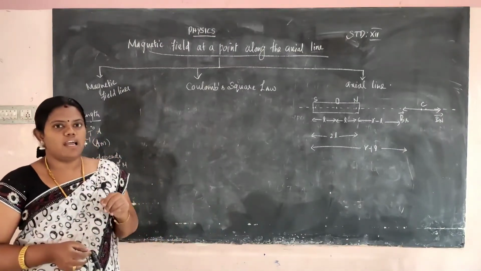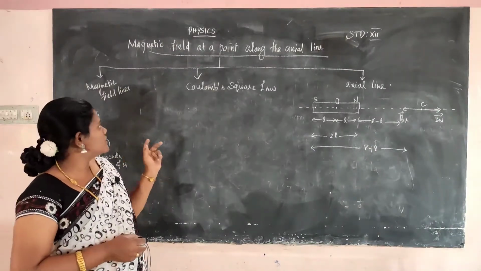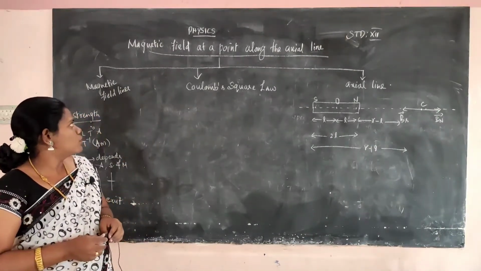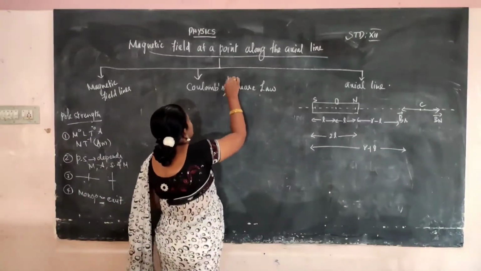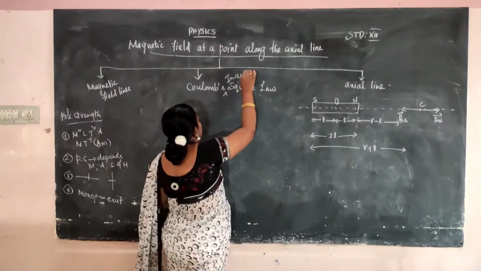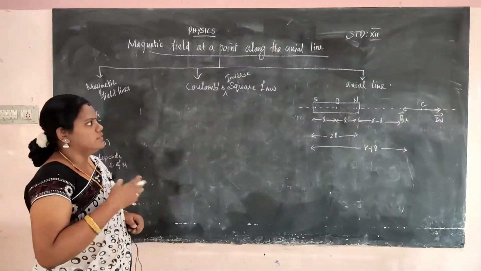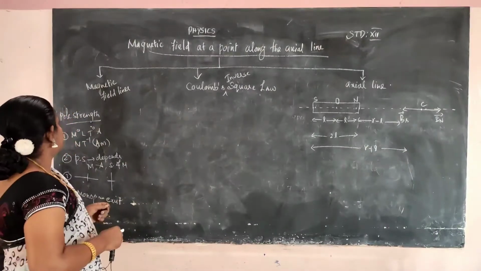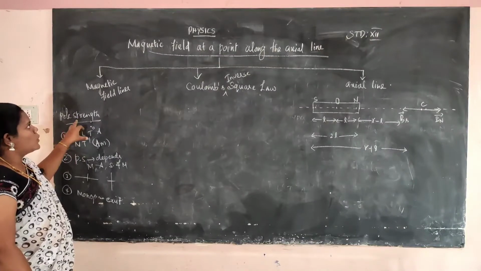In today's session I will explain magnetic field lines, Coulomb's inverse square law, and the axial line. That all will be discussed in this session. Before entering the magnetic field lines, first I will explain pole strength.